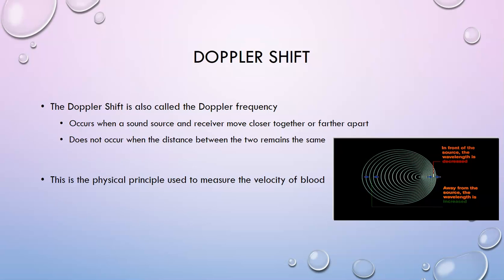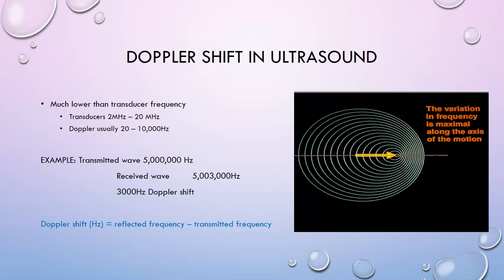We use this principle to measure the velocity of the blood in the human body, and by understanding something about hemodynamics, that will tell us something about the disease process that's going on. So Doppler shift in ultrasound is much lower than our transmitted frequency. If we send out sound at between 2 to 20 megahertz, our Doppler shifts are going to be around 20 to 10,000, well, actually even less than that, 4,000 hertz, okay, 3 to 4,000 hertz.